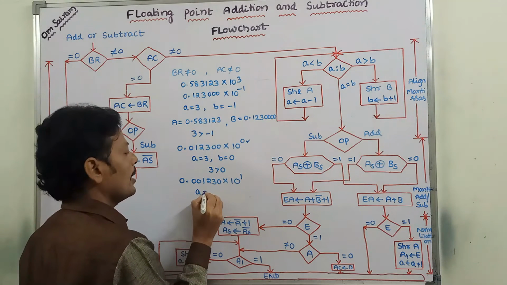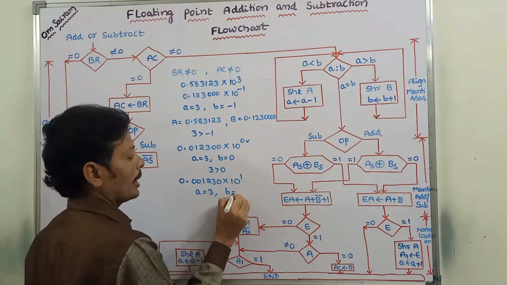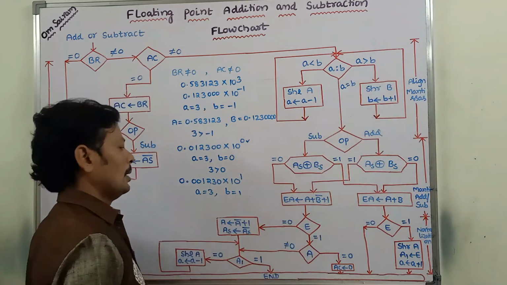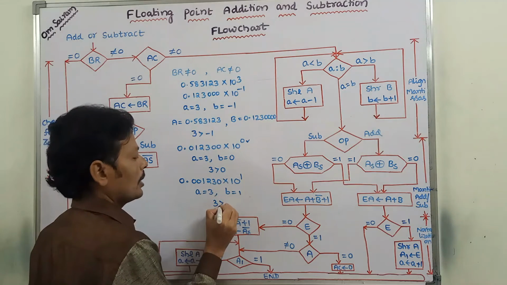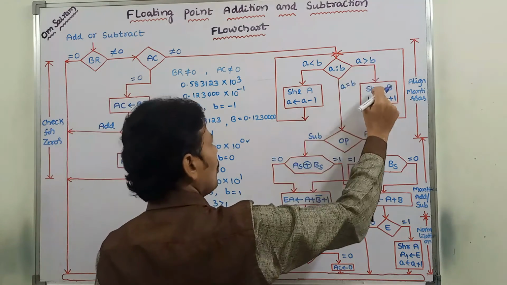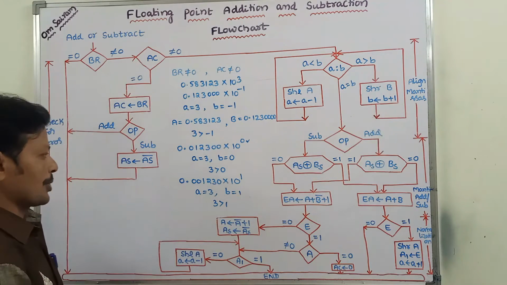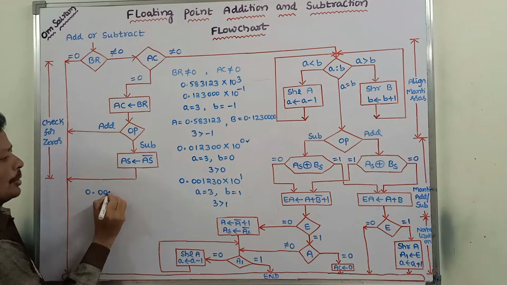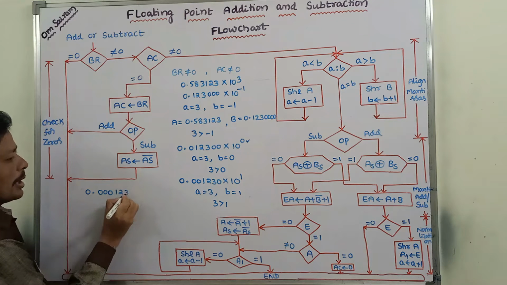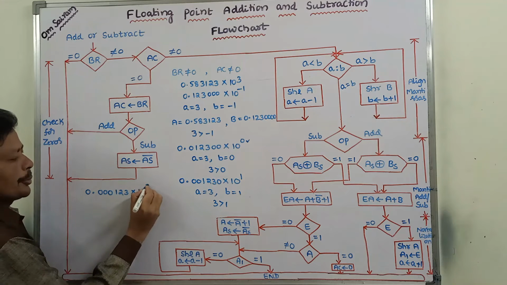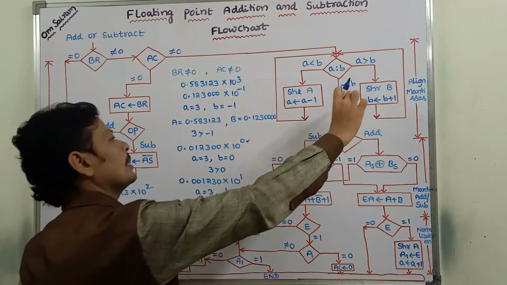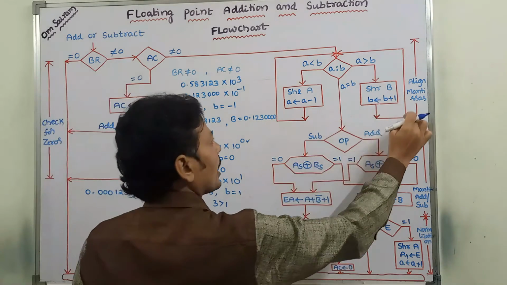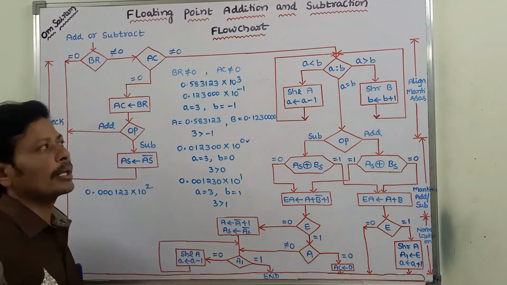Now the a value is 3 and the b value is 1. Again, we have to check the condition. 3 greater than 1, the condition is true. Now we have to perform these two steps. Now it becomes 0.0000123 into 10 power 2. After performing these two steps, we get this result. Again we are checking the condition.